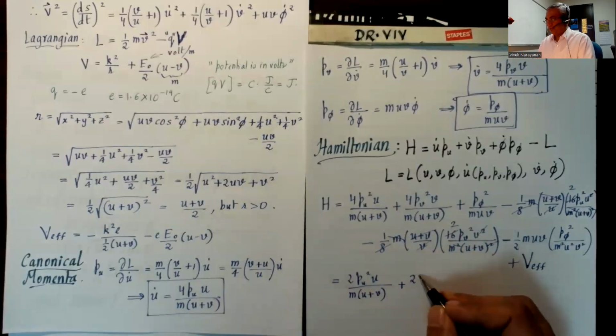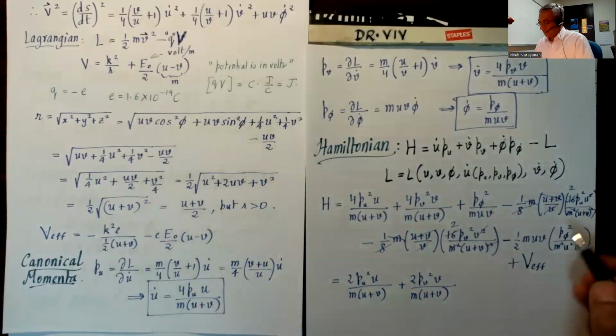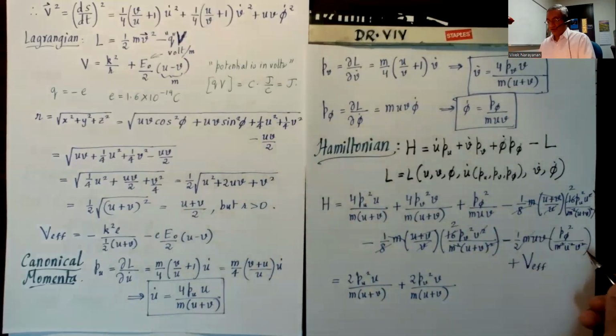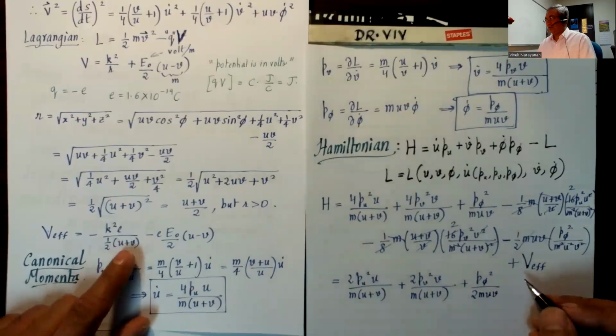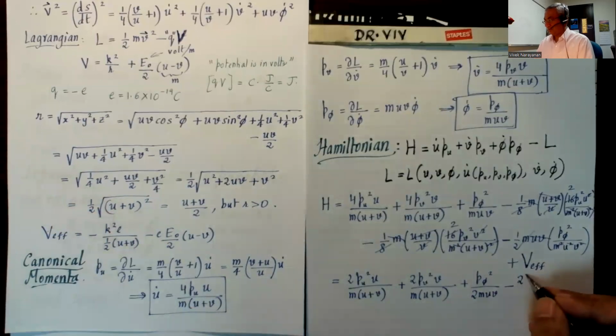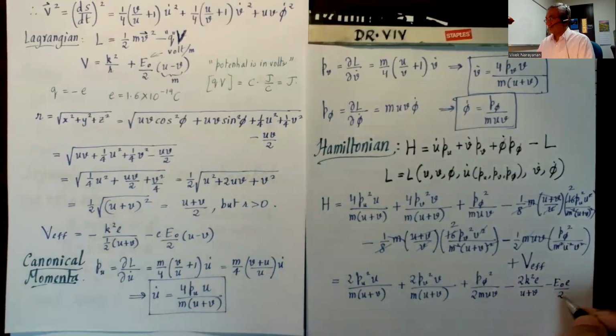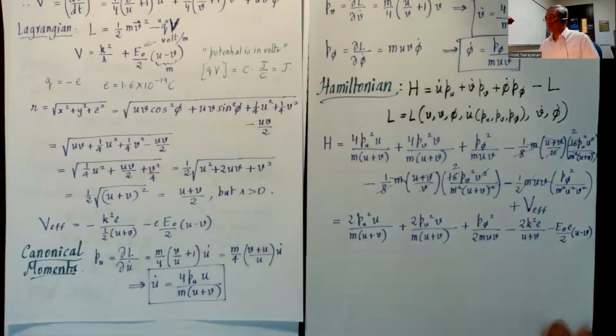The next term is similar. And here I have p phi squared over m uv, whereas here I have p phi squared over 2 m uv. So the difference is going to be p phi squared over 2 m uv. And then plus v effective, which is right here. I'll take that 2 upstairs because a half in the denominator becomes a 2 upstairs. All right. That's the Hamiltonian.